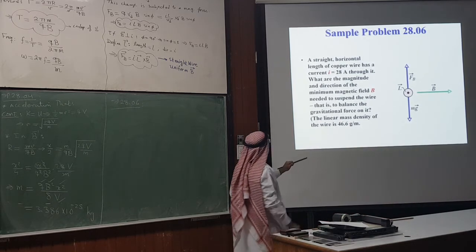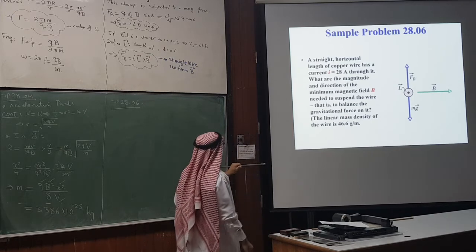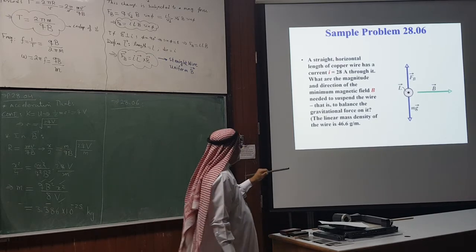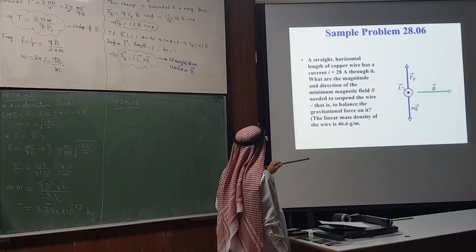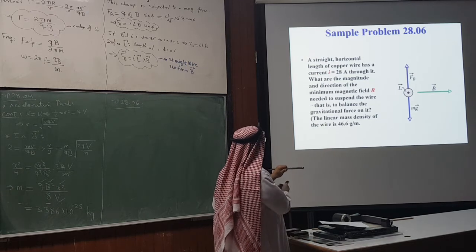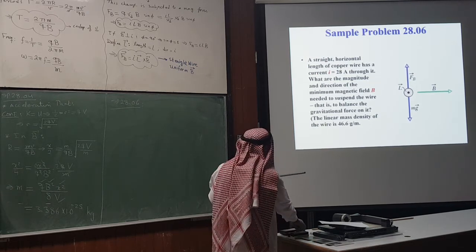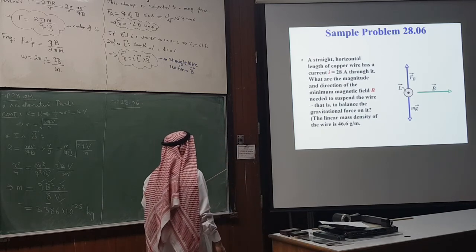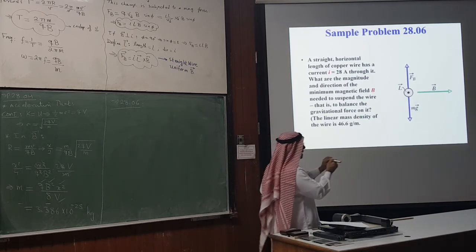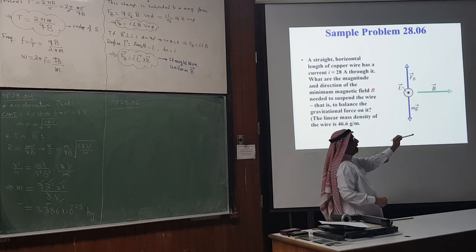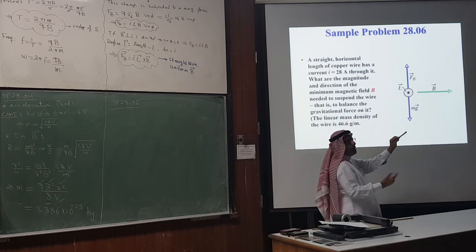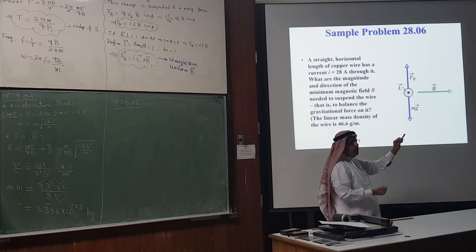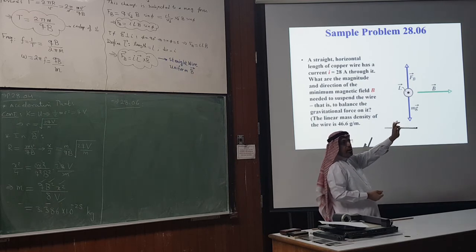Okay, what are the magnitude and direction of the minimum magnetic field needed to suspend the wire, that is to balance the gravitational force on it, given that the mass per unit length of the wire is 46.6 grams per meter? And here is the idea. The wire is this way. If we leave it, the gravitational force will pull it down and it will fall. We want to hang it in the air.